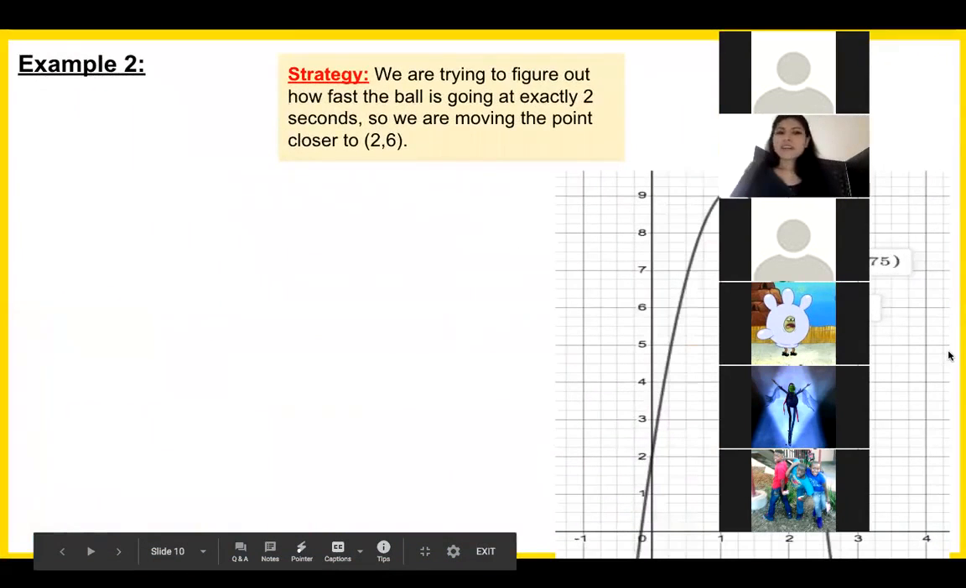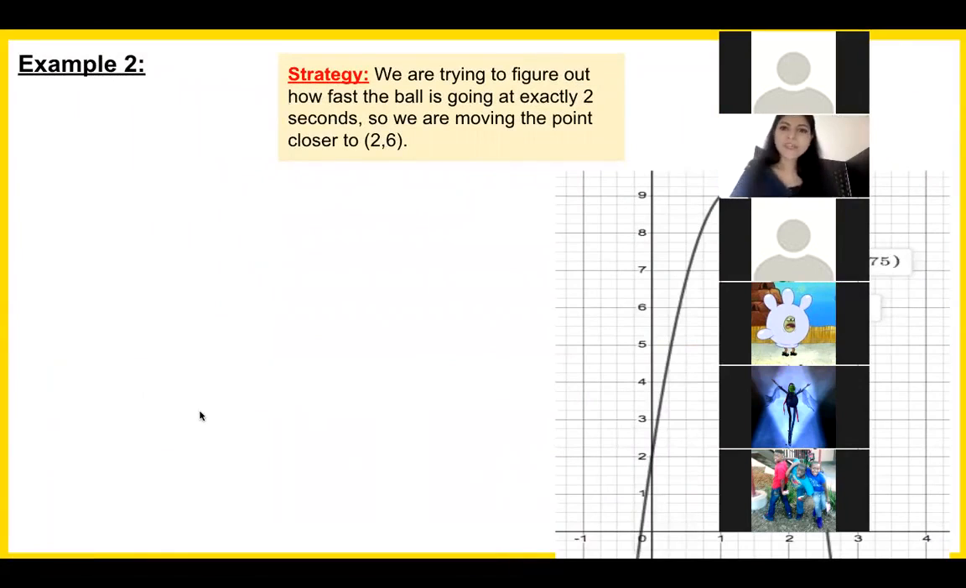Example 2. We're on slide 10, everyone, example 2. Here is the strategy up here. We're trying to figure out how fast the ball is going at exactly 2 seconds. So we're moving that green point. Remember the green point? It was at (1, 9). We're moving it now closer to 2, very close to 2.